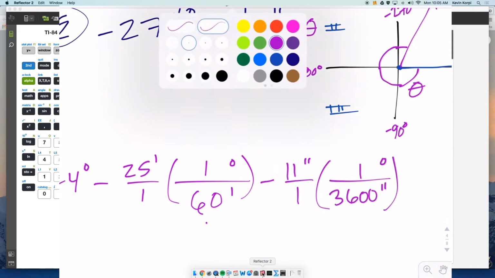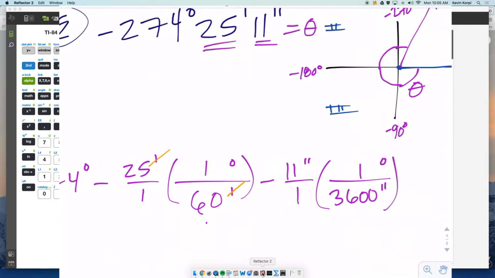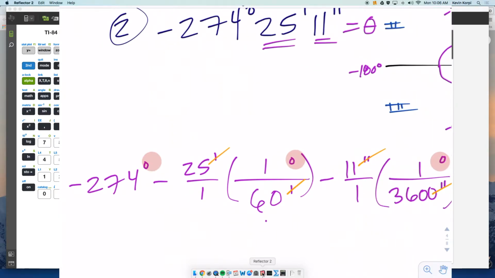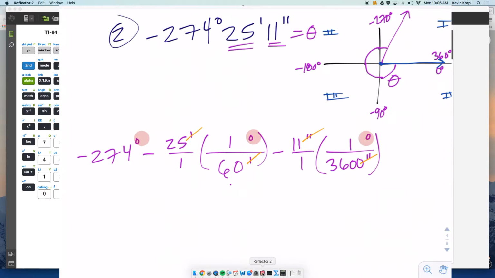And notice, stoichiometrically, in the first term, or the second term actually, your minutes divide out, and in the second term, your seconds divide out. So now all of your terms have the same units of degrees. And they're all minus because we started with a negative angle.